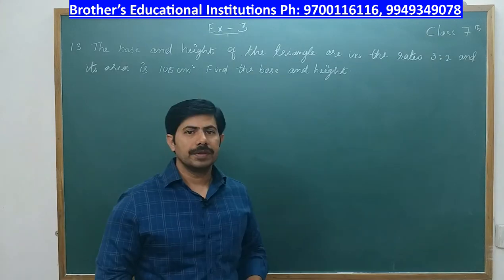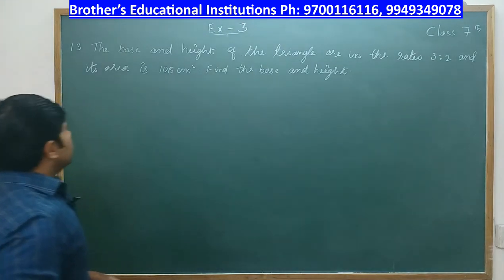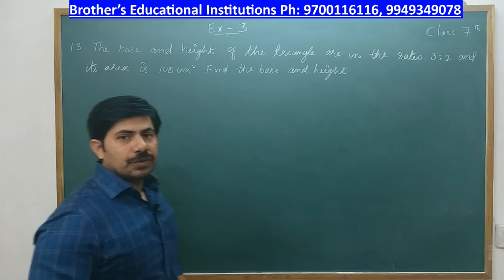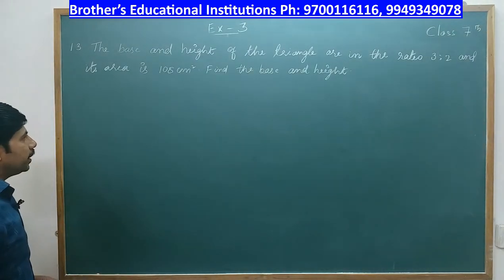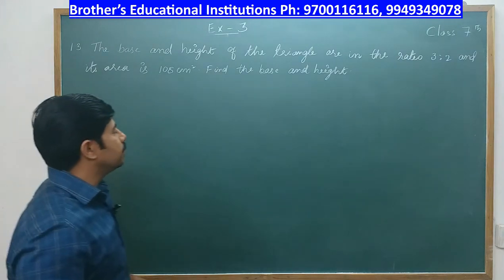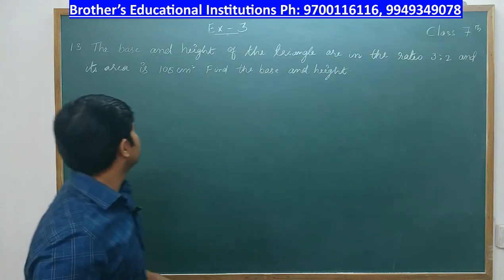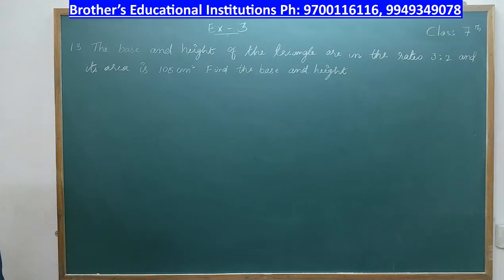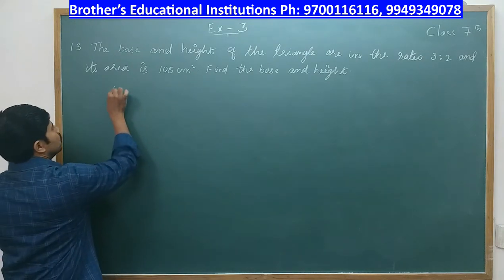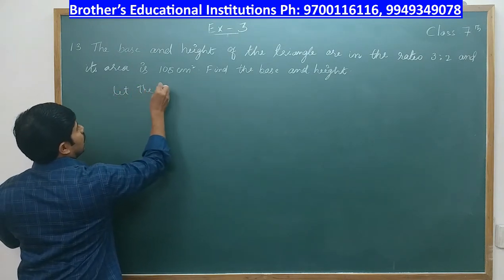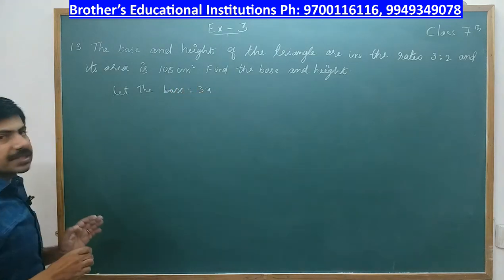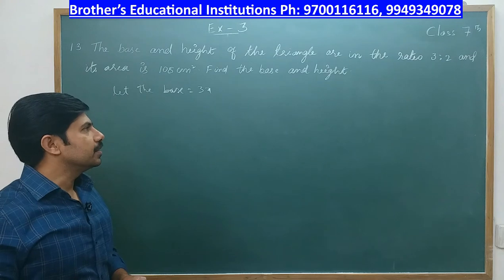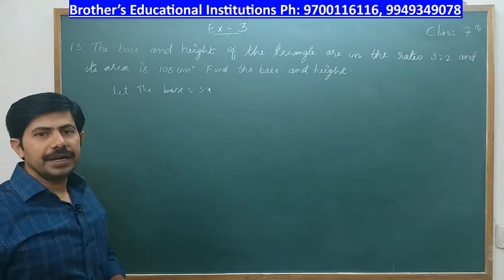Completed. So next problem. The base and the height of a triangle are in the ratio 3:2 and the area is 108 centimeters square. Find the base and height. So here the base and the height of a triangle are given in a ratio. So we assume, let the base be 3x. See, he's comparing base and height. So base is 3 parts, height is 2 parts.